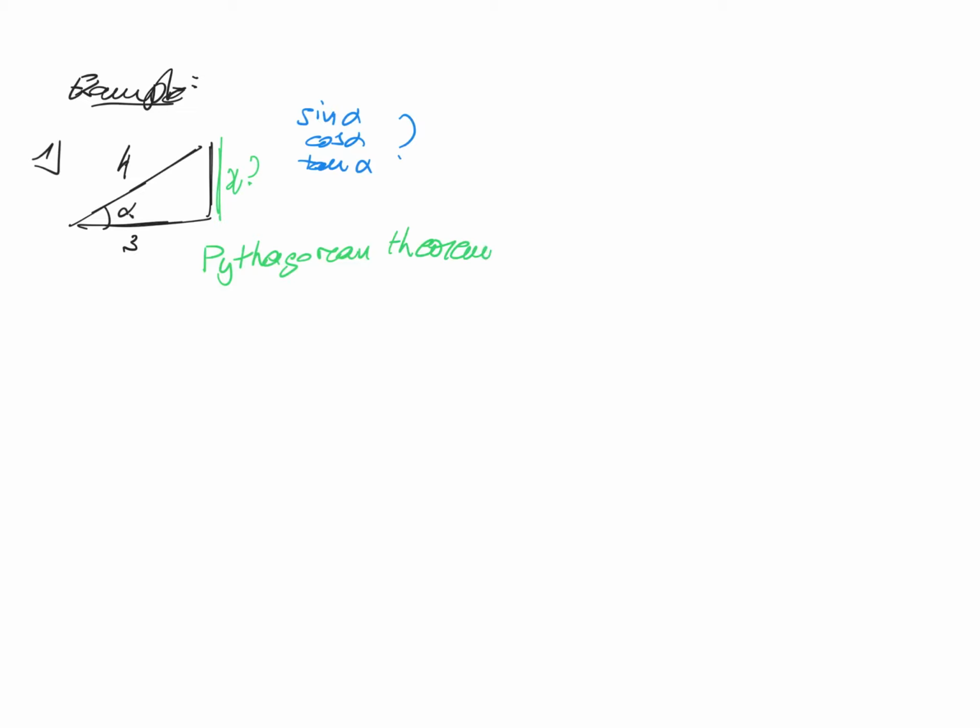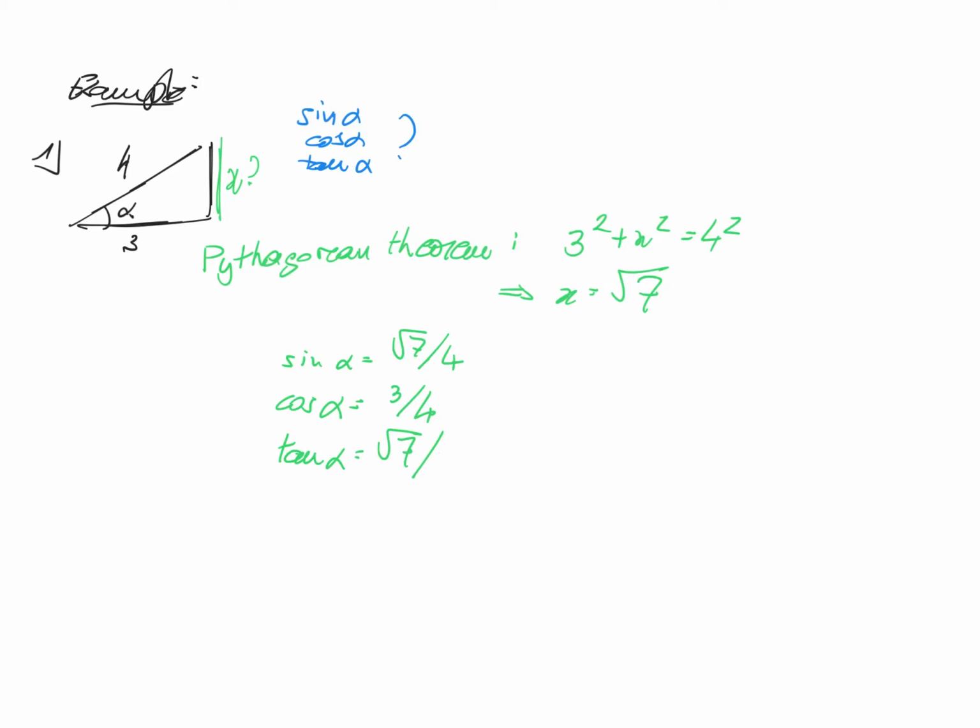The Pythagorean theorem tells me that 3 squared plus x squared equals 4 squared. Or if we rework this, we get that x will be equal to the square root of 7. Now that we know all of the sides, it's very easy to find sine, cosine, and tangent, because we saw sine alpha was the opposite divided by the hypotenuse, so it's the square root of 7 divided by 4. Cosine alpha was the adjacent one, so it becomes 3 divided by the hypotenuse, 4. And the tangent of alpha is then just the square root of 7 divided by 3.